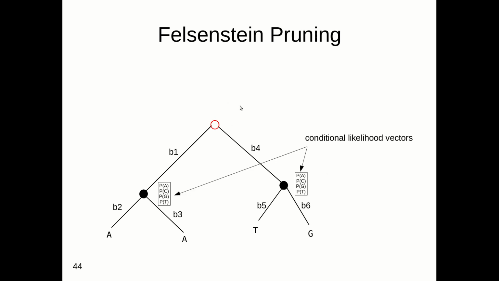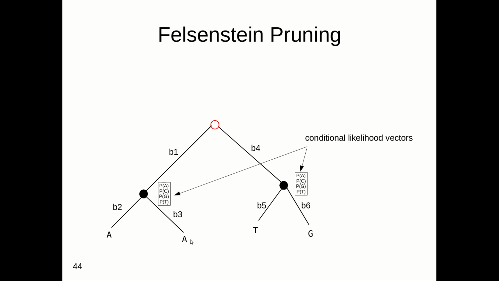Okay, and so as I've said before, as for parsimony, we just store some sort of vectors at the inner node, so here they're called conditional likelihood vectors, that tell us something about the subtree that is located below this node. So this is why they're called conditional likelihood vectors, because they give us the probability of observing A, C, G, and T conditional on or given the subtree that resides below the vectors.